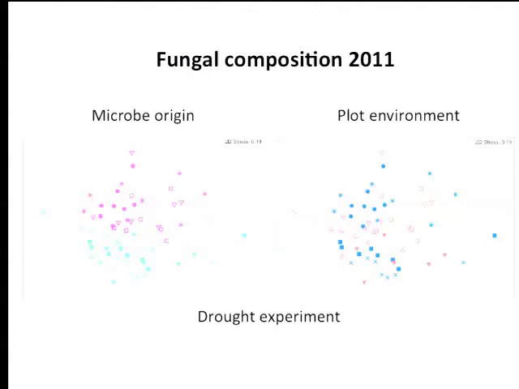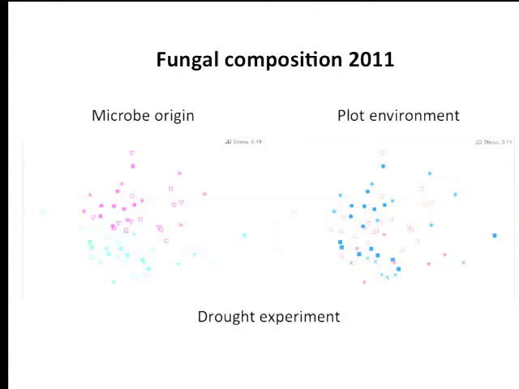And so you can see there's a really strong effect of microbial origin after 3 months in the litter bags. You still see that the drought inoculated communities are different than the ambient communities. In contrast, this is the exact same points, you can see they're all in the same place, but now I've colored them by plot environment. And so you can see there might be an effect of plot environment, but it's much less strong than the microbial origin.